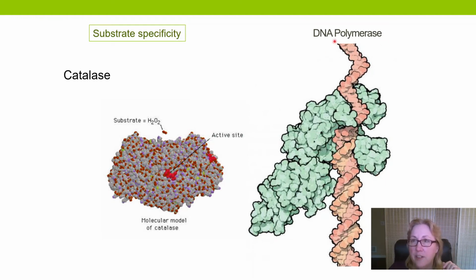So very often, if you don't know what an enzyme does, look at the name, because it very often gives you a very good idea in the name exactly what that enzyme does. So what enzyme makes RNA from RNA nucleotides? RNA polymerase.